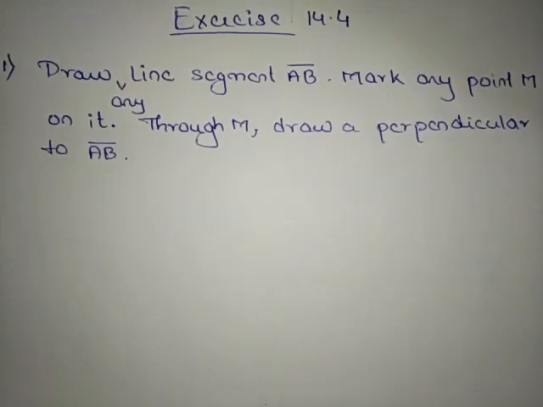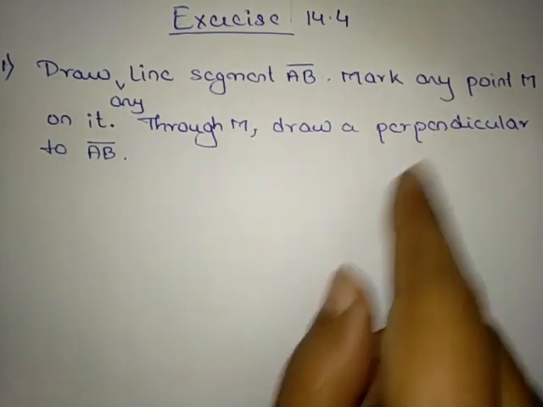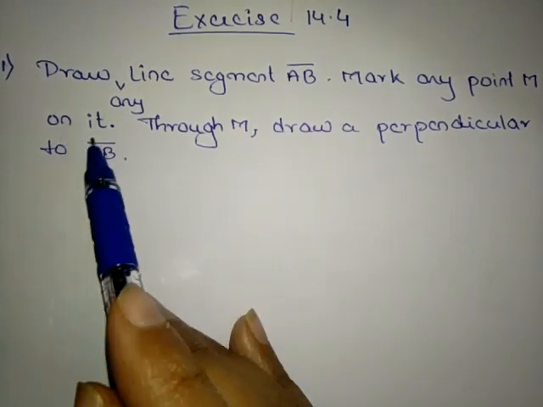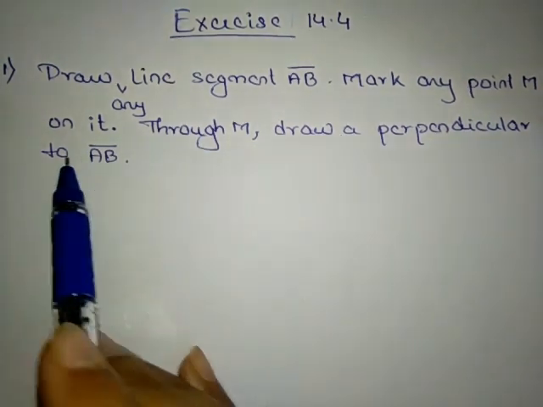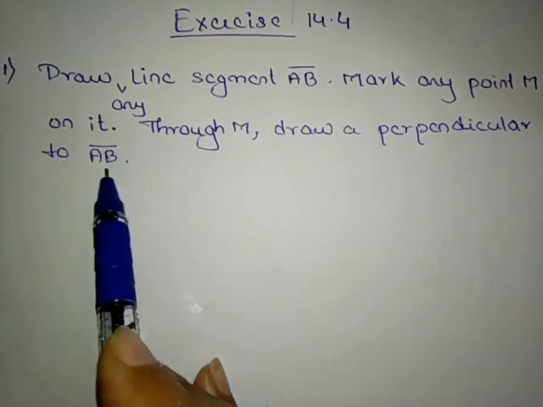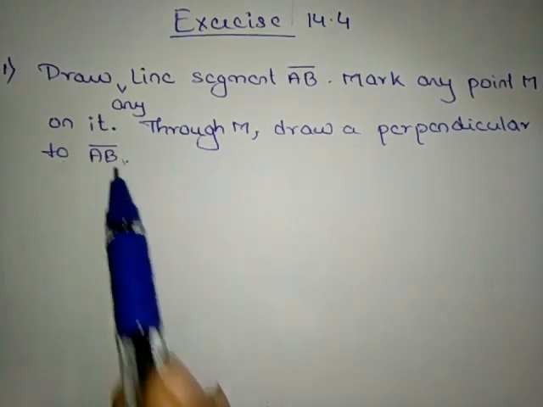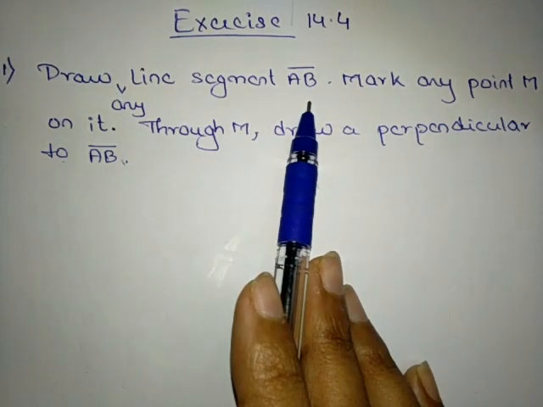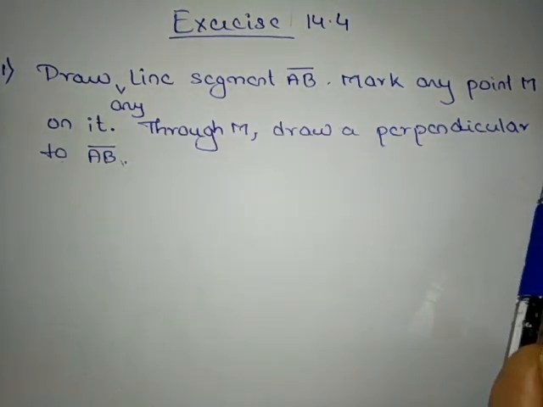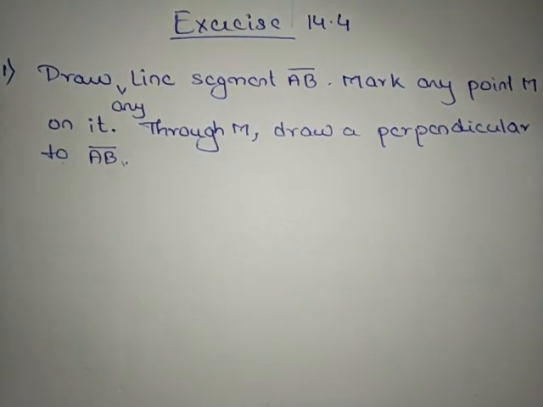Exercise 14.4. First one, draw any line segment AB, mark any point M on it. Through M, draw a perpendicular to the line segment AB. First we'll draw the line segment AB. Here they have not mentioned any length. Okay, so we'll take any measurement and we'll draw.